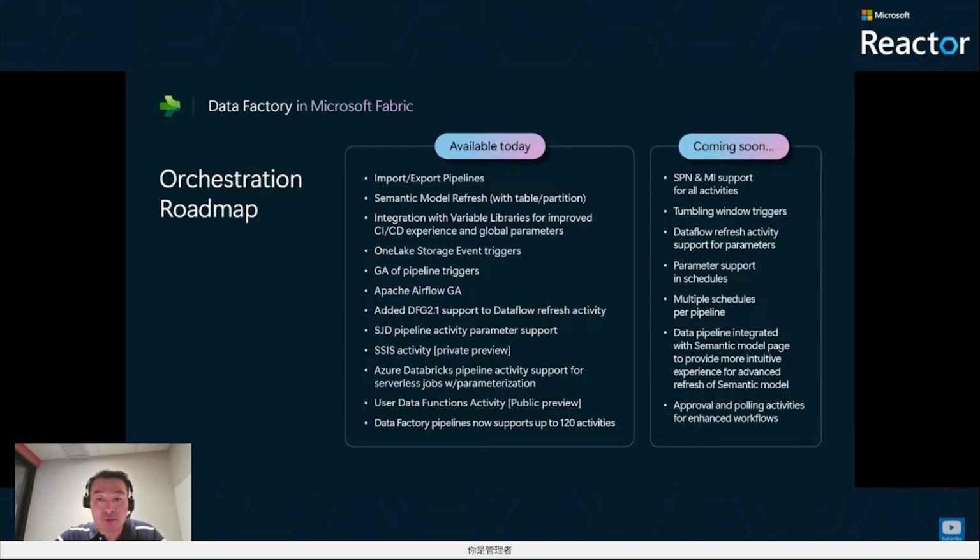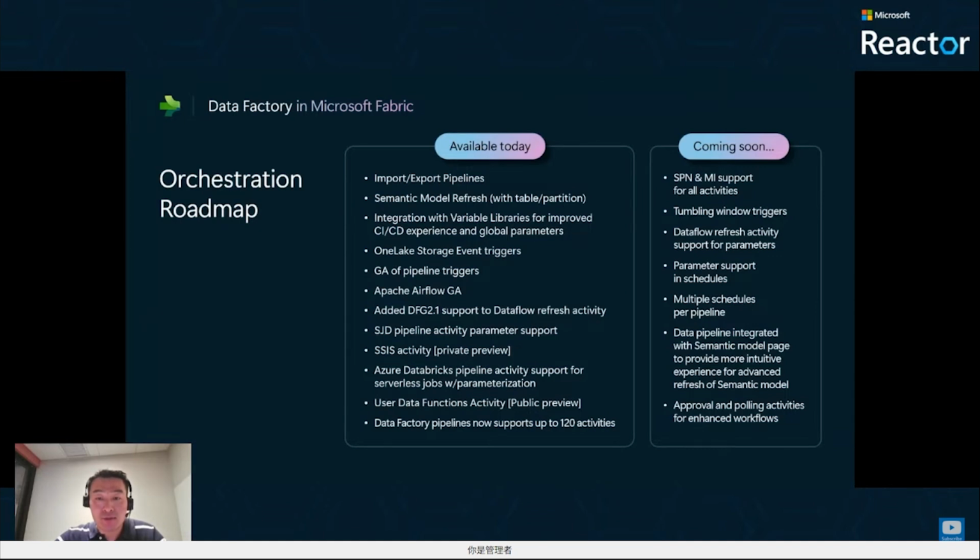We have grown the number of activities supported in a single pipeline from 40 to 80, and now it's become 120. So it's a big jump. And another thing, SSIS is also enabled now in Fabric by the SSIS activity in pipeline. So far, it's still in private preview. Do reach out if you are interested in trying that.